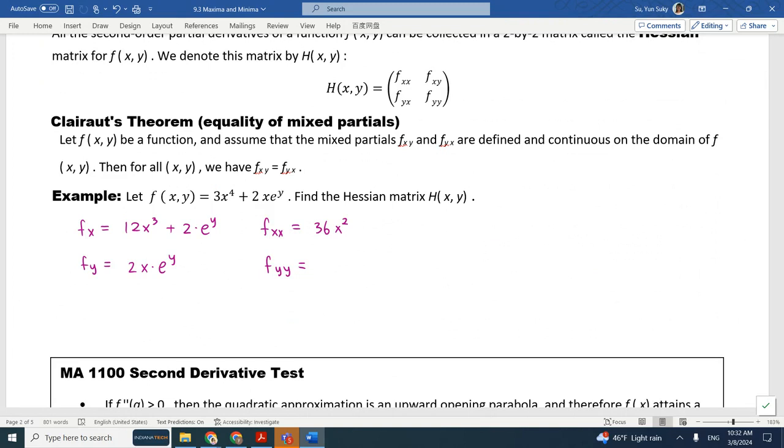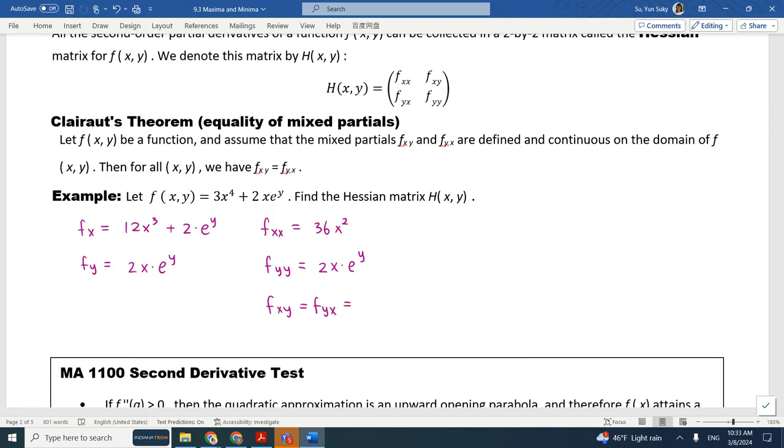we take the derivative with respect to y. The x is like a number, right? So it stays here. So 2x is like a constant multiple, it stays. The derivative of e to the y is e to the y. Okay, how about fxy? And we know that's the same as fyx.